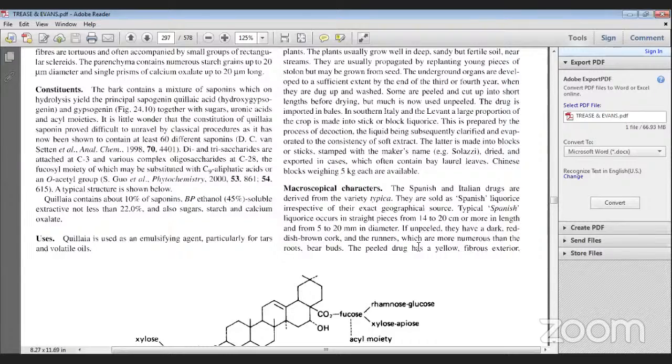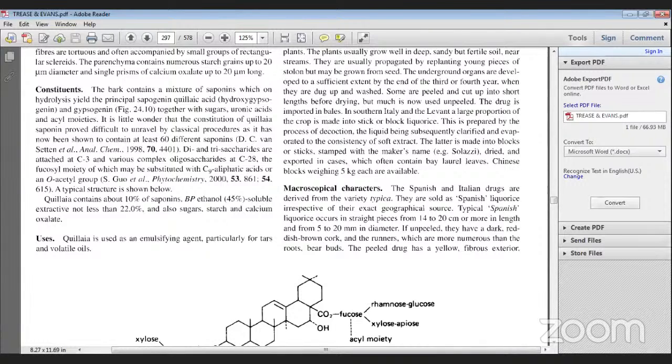Next is the macroscopical characteristics. Color is yellowish brown or dark brown externally, and taste is sweet. The taste of this root is sweet, so it is known as Joshti Modhu, as honey is sweet in nature. The odor is very faint and characteristic.